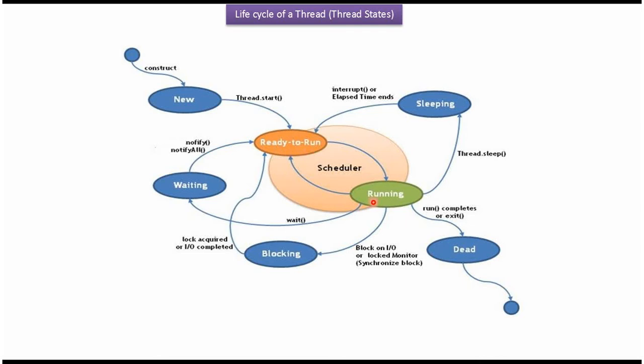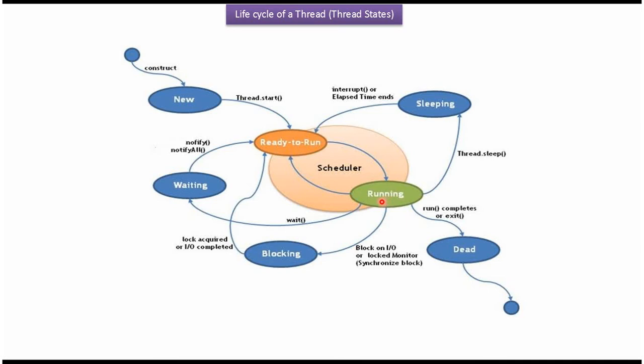And when the yield method is called on a thread which is in running state, then the thread will go from running state to ready to run state. When the sleep method is called on the thread which is in running state, the thread will go from running state to sleeping state. Once the sleeping time is over, then the thread will go from sleeping state to ready to run state.